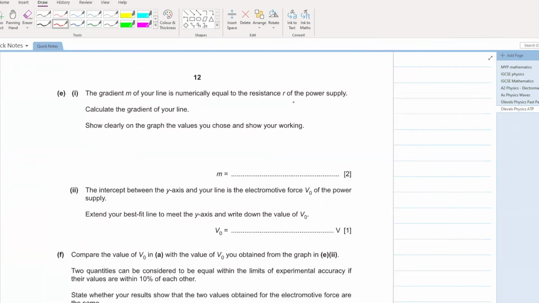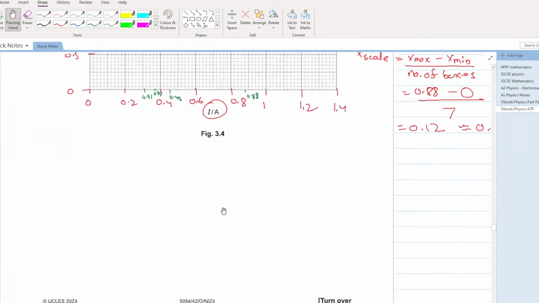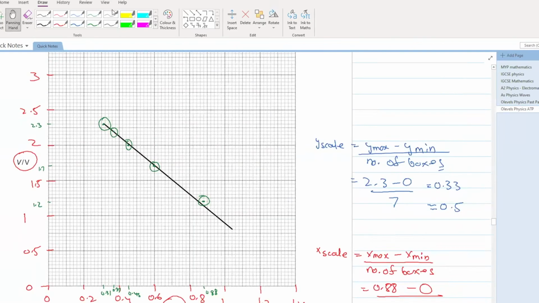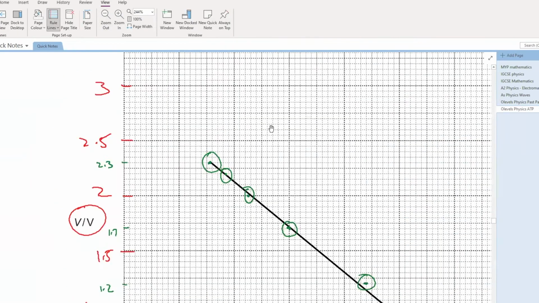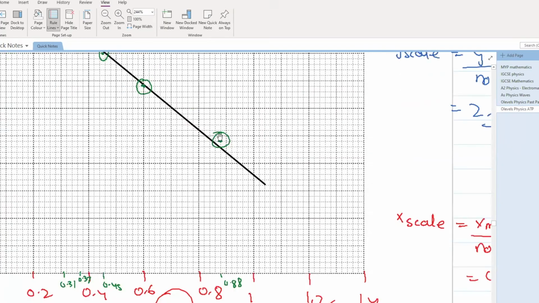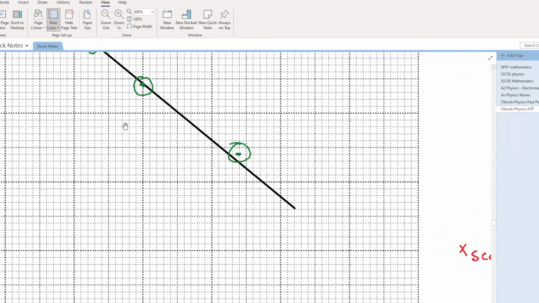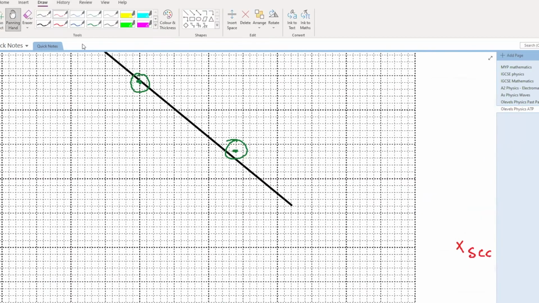अब हमने gradient of the line निकालनी है. How will we do that? Very, very easy. First of all, choose 2 points. Choose 2 points that are maximum away. So maybe you can choose this point. Yeah, this looks good. Let's choose this point.